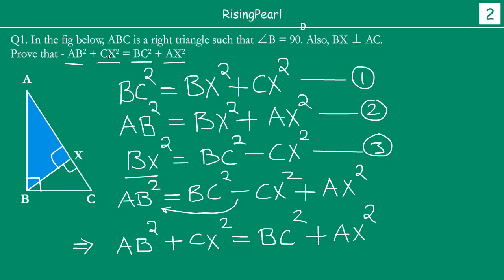So friends, if you look at what we have to prove, we have AB square plus CX square equal to BC square plus AX square. That is exactly what we have, BC square plus AX square. So friends, as you can see how we use those three steps as a guiding principle or just as a reference point for us to think through, and that helped us solve this question. Let's apply the same approach to some more questions.